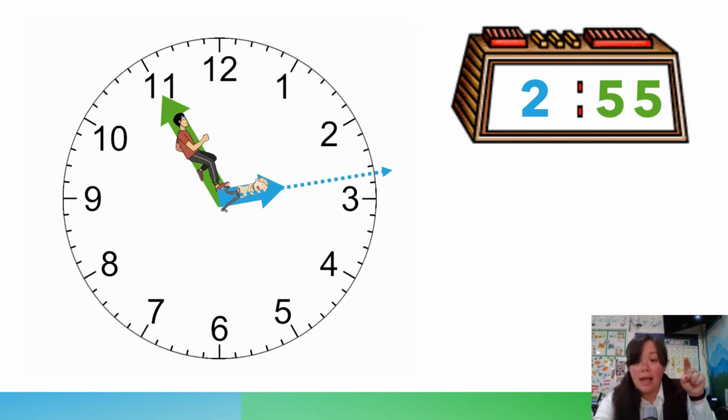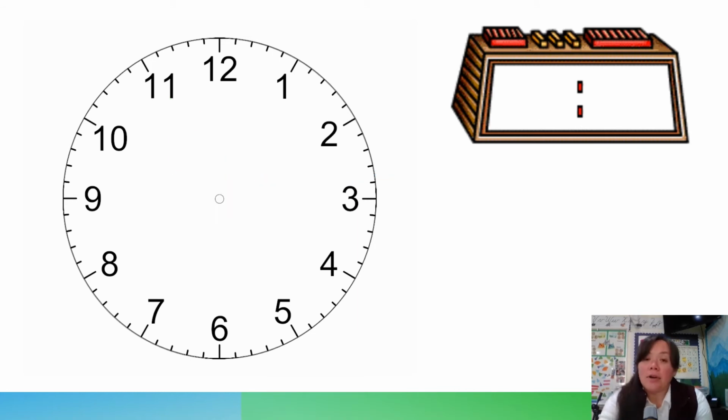You could also count around the clock by 5s, 5, 10, 15, 20, all the way till you get to 55, if that helps you. Now we're going to be telling some very exact time to the minute. What happens if it's not directly on the 11 or not directly on the 3? What if it's in between?